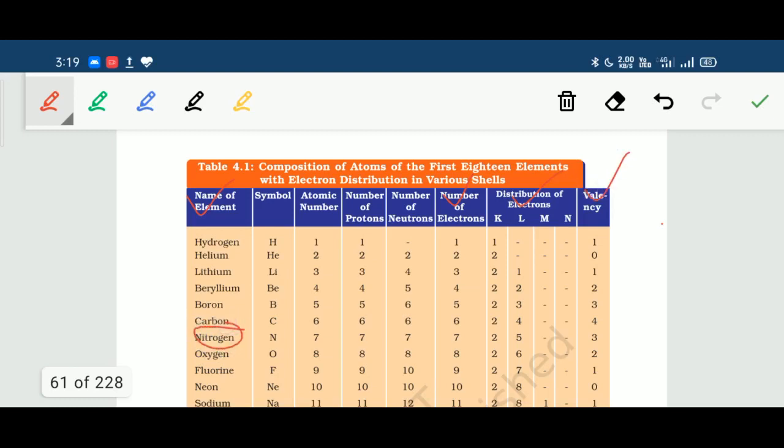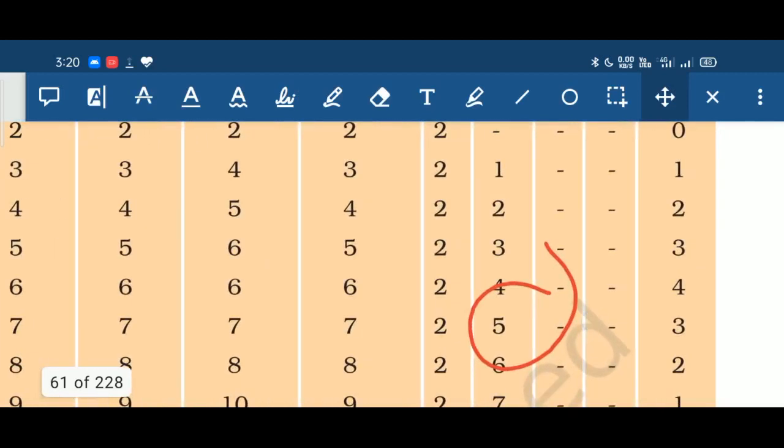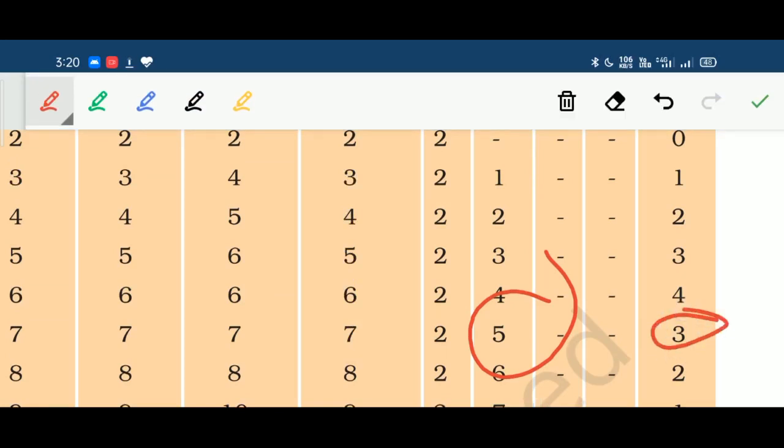Let's take the example of nitrogen once again. The number of electrons is 7. The configuration is 2, 5, which means valence electrons are 5. In order to attain stability, it has to gain 3 more electrons or lose 5 electrons. In this case, gaining 3 electrons is easier. Therefore, it will gain 3 electrons, hence its valency is 3. In this way, you can calculate the valency of all the elements.